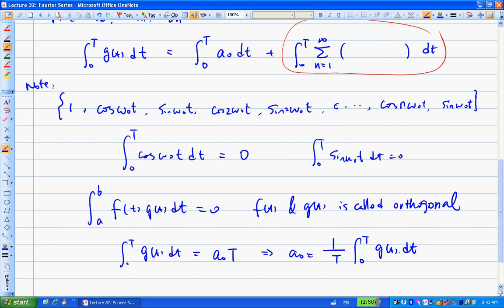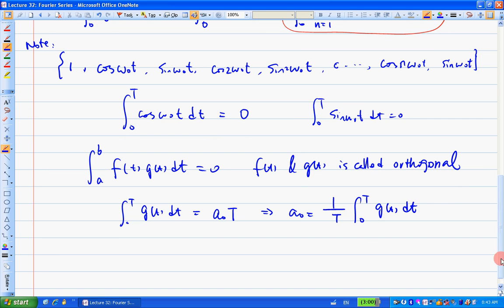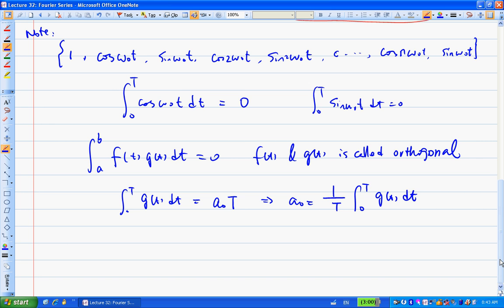g of t is a given periodic function. Maybe it's a sine, or even a cosine, or maybe it's a box repeating itself at a certain frequency. So you take the given periodic function, integrate it over just one period, and then divide by T. That's a naught, which is what we call the DC component. So how about an and bn? You can use a similar approach. I'm not going to write out the detail now.